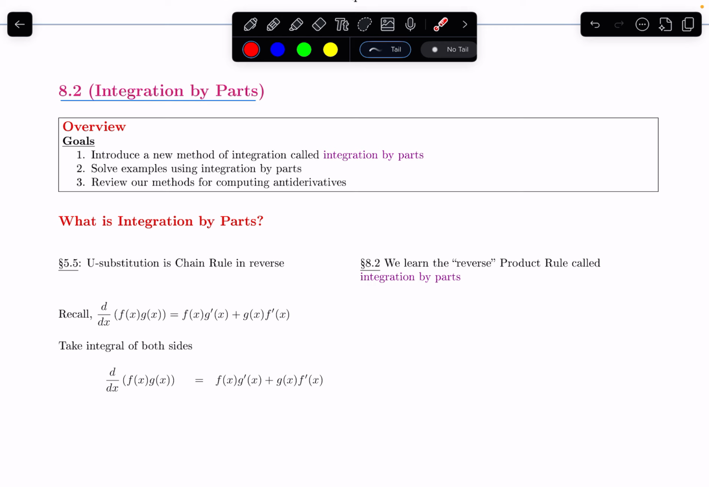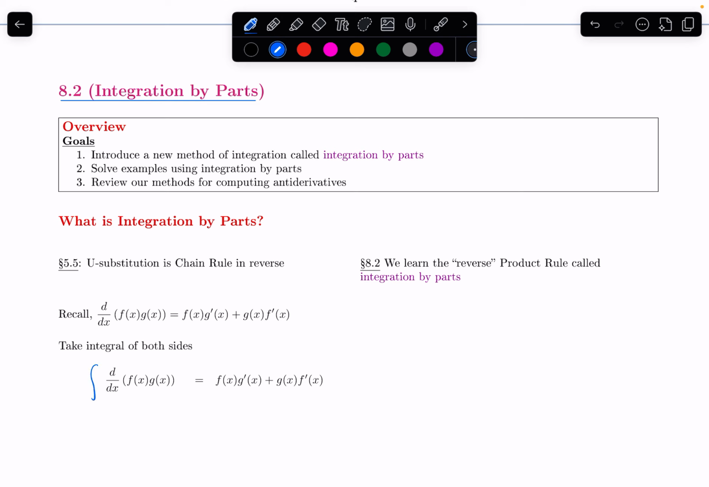integration by parts. So remember that product rule says that if you're doing the derivative of f of x times g of x, you get the first function times the derivative of the second, plus the second function times the derivative of the first. So now I'm going to try to get a formula version of this, but for antiderivatives.